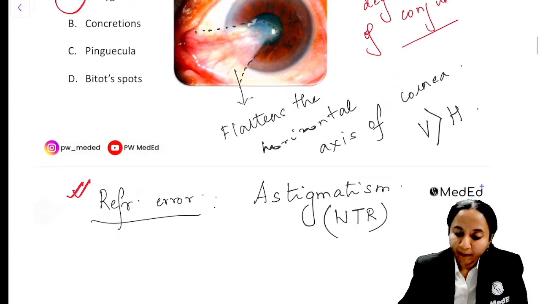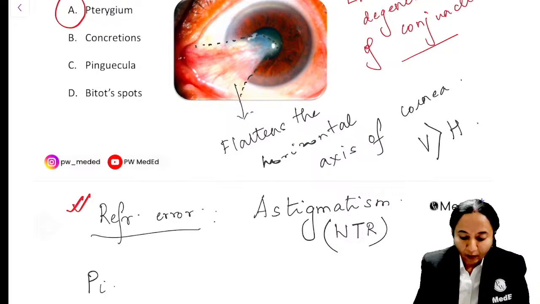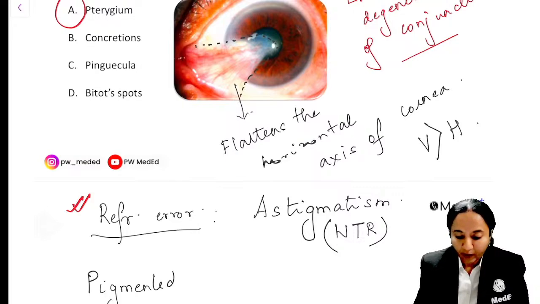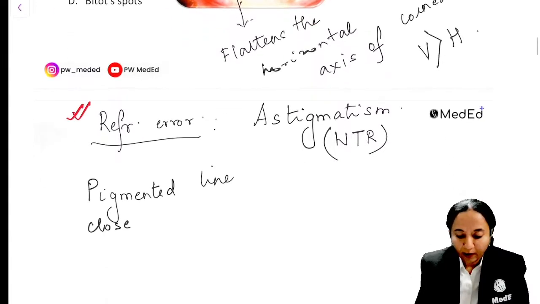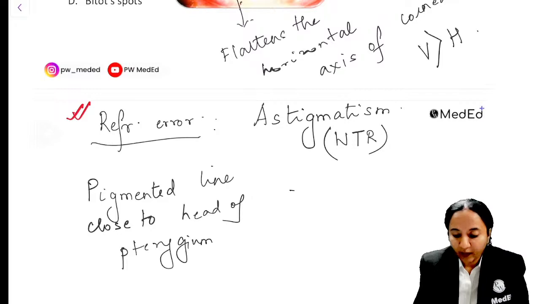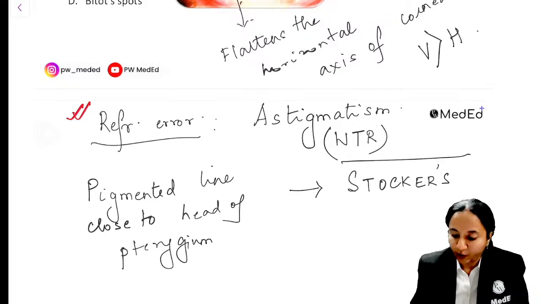Next, sometimes close to the head of the pterygium, there is a pigmented line. What is the pigmented line close to the head of the pterygium called? Important one-liner. It is called Stocker's line. Please memorize this if you don't know, because this also comes as a one-liner. Stocker's line is the pigmented line close to the head of the pterygium.